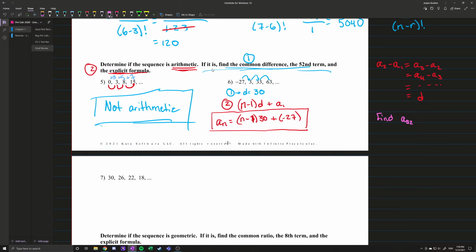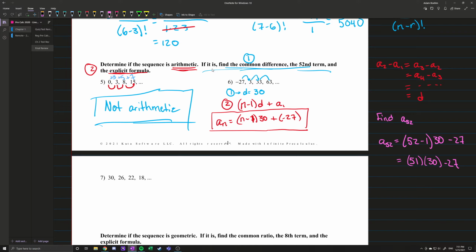Right, so we just plug it into that equation, right? So A52 is going to be equal to 52 minus 1 times 30, and then plus a negative 27, so minus 27. So this is going to be equal to 52 minus 1, that's 51, times 30, minus 27. Can you do negative 57 plus 30n? Yeah. So long as that sounds right, that's fine.